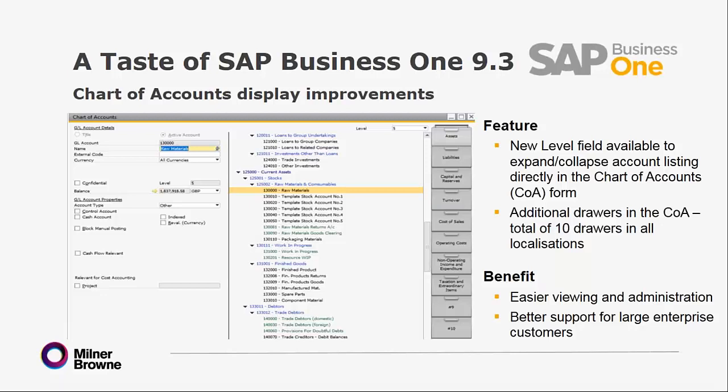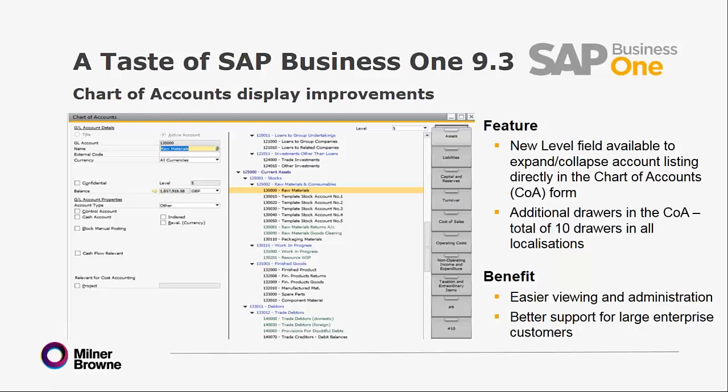Another question that I get asked a lot, and that is, why can't I collapse and expand the chart of accounts screen to make it easier to navigate around it? Well, you now can. You can see from the screenshot here that you have the ability to say what level you want to see your chart of accounts at. And when you choose the level, and you can use the expand and collapse, it will collapse it down as if you're looking at, say, your financial reports.